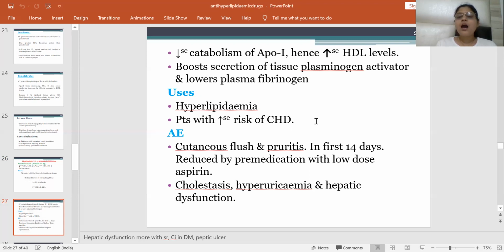Cholestasis can be there. Hyperuricemia, increased levels of uric acid, so gout can occur, and hepatic dysfunction, hepatotoxicity can occur with niacin.